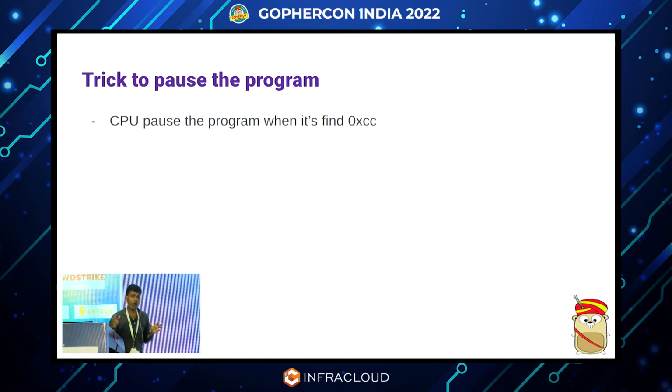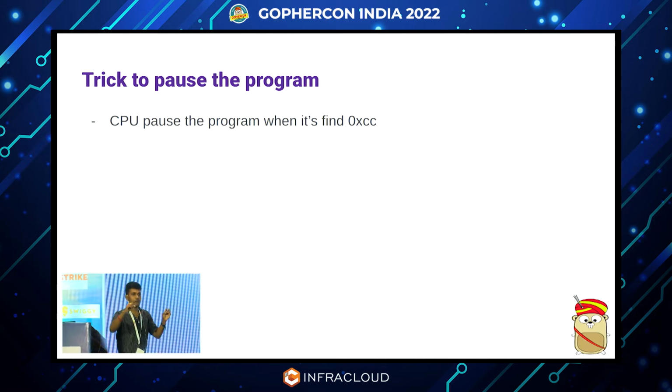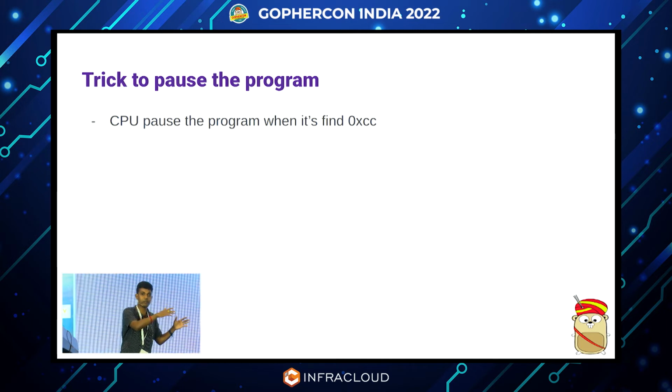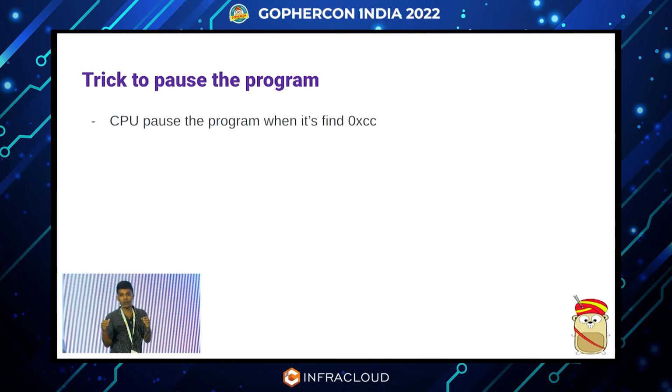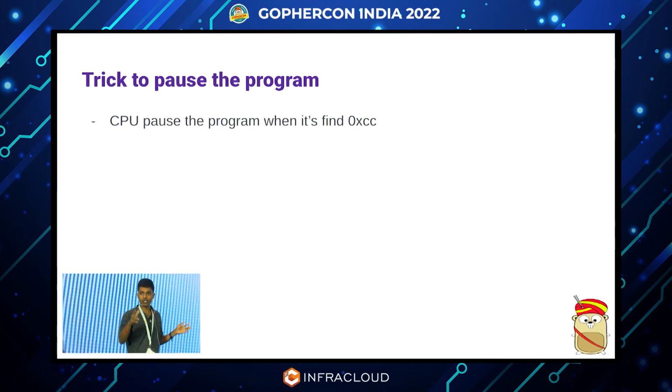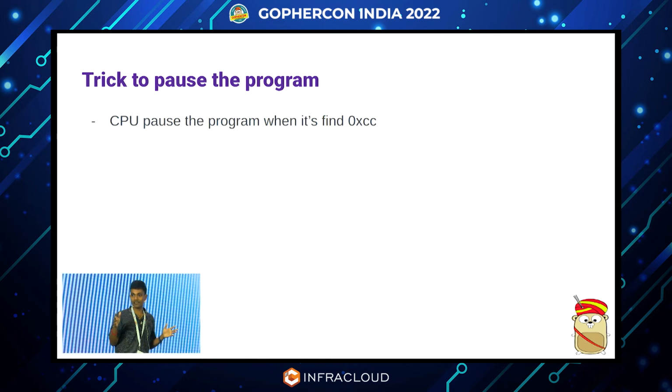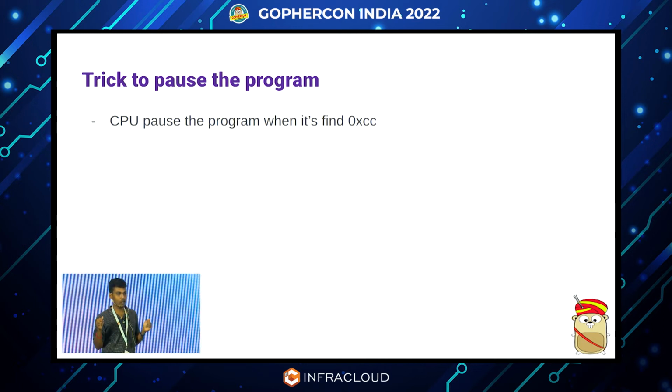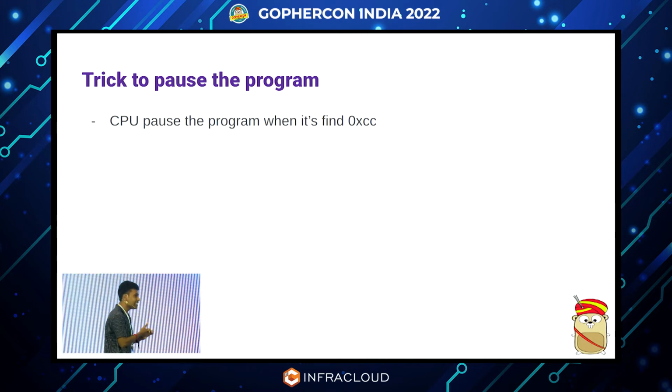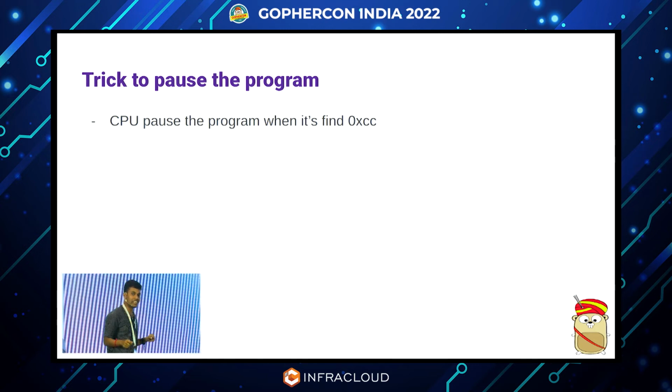So we know where line number 12 is in the assembly language, but still we don't know how to pause the program. All we know is where that is in assembly, but we don't know how to pause the program. The trick to pause the program is to rewrite that assembly instruction with 0xcc, which is interrupt 3. Once you rewrite it, then your program will get paused wherever you want it to pause.